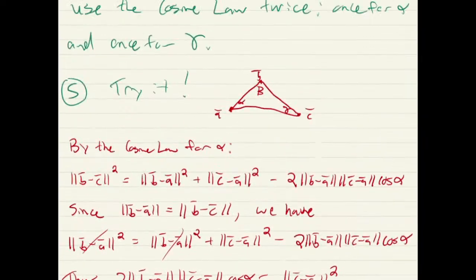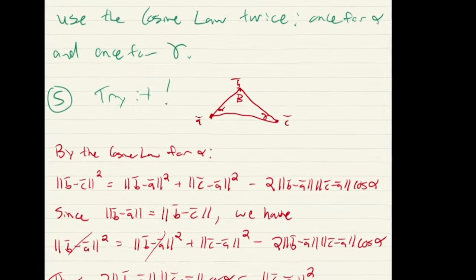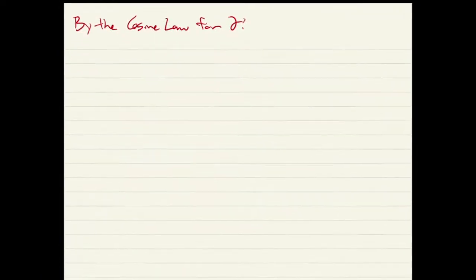By the cosine law for gamma. What do we have? So gamma again was the angle at C. So the cosine law, at the very beginning, it's not going to involve a C. It's b minus a squared, or a minus b, of course. Okay, that's how I remember that. The first one does not involve C because gamma is the angle at C.